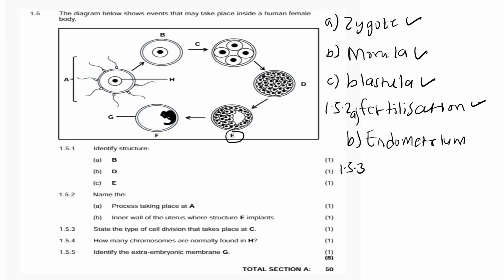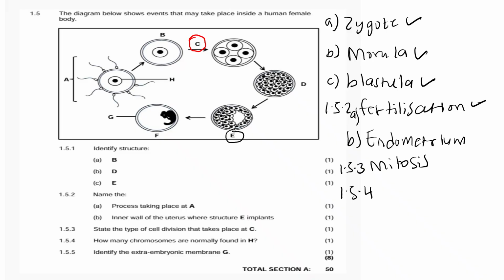1.5.3, state the type of cell division that takes place at C. That type of cell division is what we call mitosis. Remember, for cell division we have meiosis and also mitosis. The type of cell division that takes place at C is mitosis.